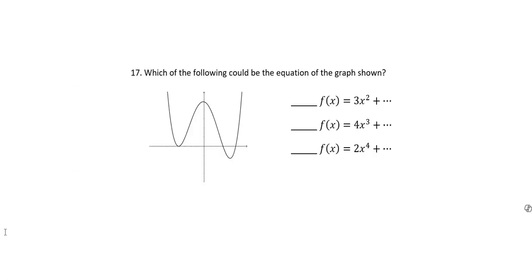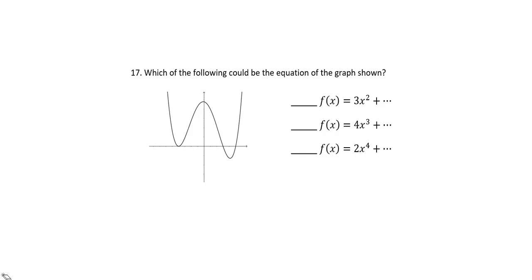Problem 17. Which of the following could be the equation of the graph shown? I want you to think about all of the things that we've talked about with degrees and turning points and zeros and multiplicities, and see if you can figure this one out on your own without using your graphing calculator.